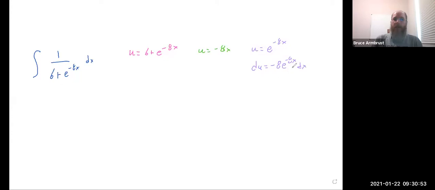And so the dx then is going to be du over that. So we get du over minus 8 e to the minus 8x. And I'm going to substitute in my e to the minus 8x here to get minus du over 8u. So that's actually what the dx equals. So if you're curious about where that u came from, that was this.